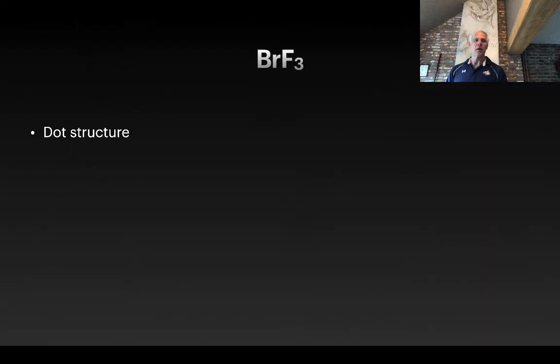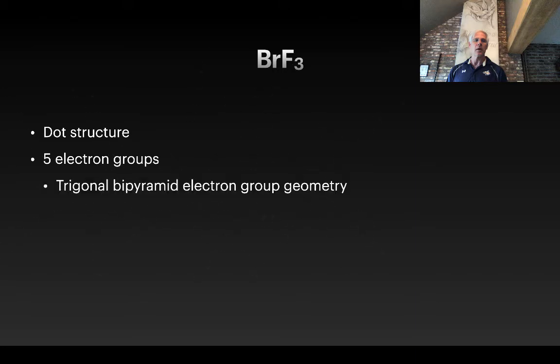And here we have BrF3. So again, we want to do the dot structure, same as before. What we find, big molecule, we have 5 electron groups. So when you do this dot structure, what you're going to find is that you complete the octets for all of those fluorine atoms around the bromine, and you still have 4 electrons that you haven't placed anywhere, and you have to put them in pairs.